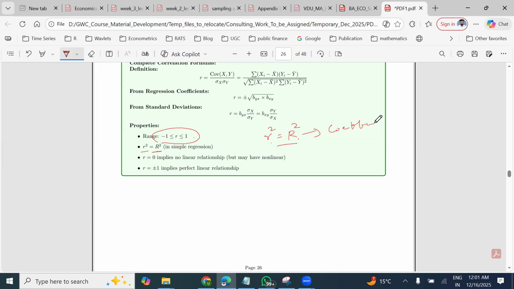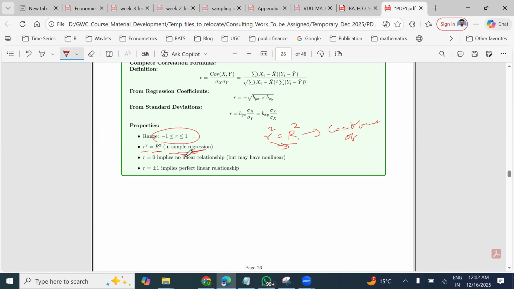But only in simple bivariate regression, the square of the correlation coefficient will be equal to the coefficient of determination. This is Pearson's, Karl Pearson coefficient of correlation.